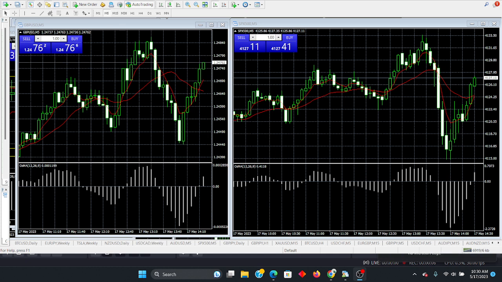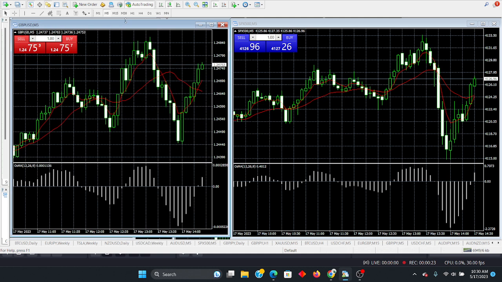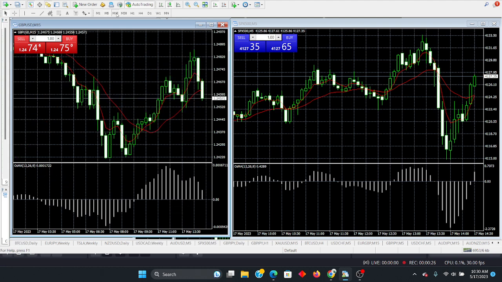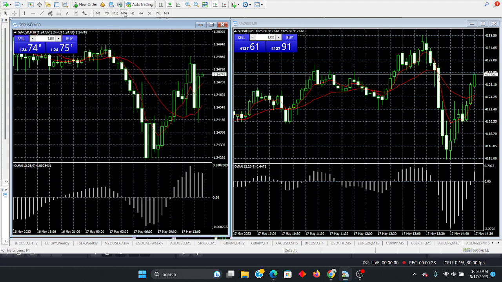It's 10:30 a.m. on the 17th of May 2023, and I wanted to go over today a stop run reversal. Now you hear this a lot, and sometimes it's coming from traders who are just saying that because they had a losing trade, so they call it a stop run reversal. But what is a stop run reversal? Why does it happen? And how can you benefit from this?